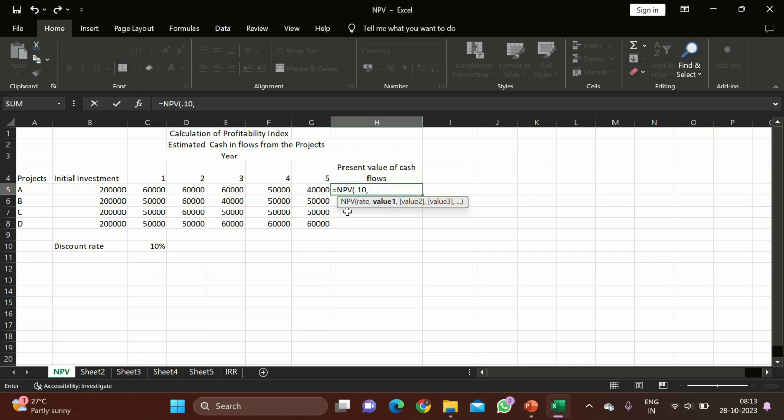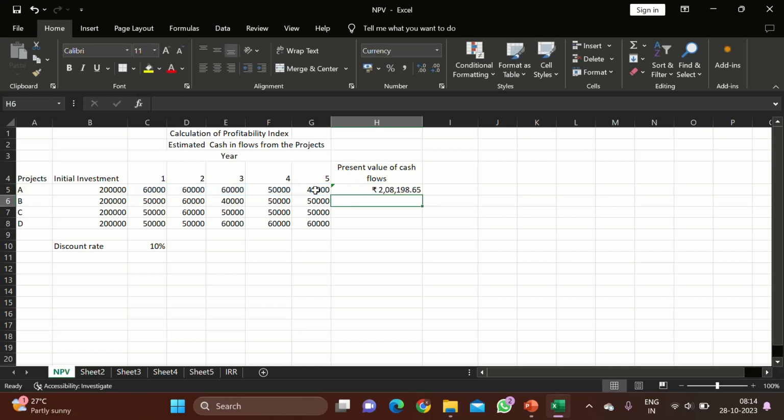The 10% means 10 divided by 100. It is 0.1. And after a comma, we should select the cash flows, cash inflows. Now, what we have got here is the present value of cash flows.